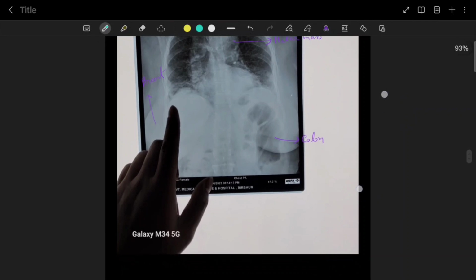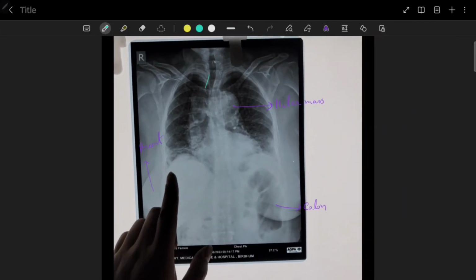So now see in this X-ray, the trachea is shifted towards the right side. Okay, it is the breast shadow, and it is the colon. Okay, colon mass, and you can see here is some radio opaque area, so it is probably a hilar mass, and due to the hilar mass it pushes the trachea towards the right side. So it is a left sided radio opaque area, probably a hilar mass, and trachea shifted towards the opposite side.